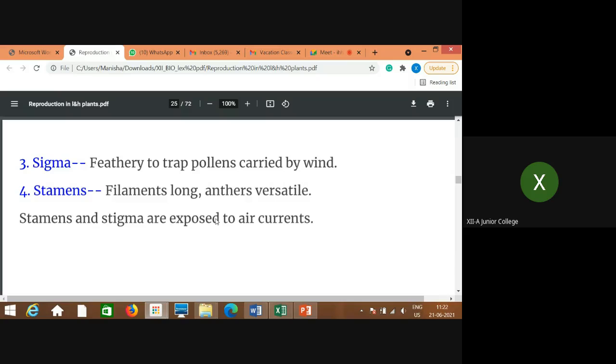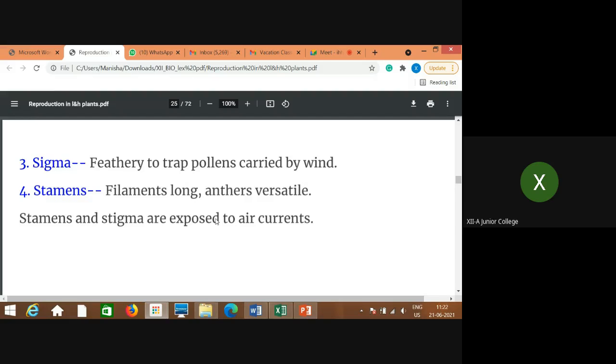The surface area of the stigma is like a feather, right? It's wide. Why? To trap the pollen grains carried by wind. These wind-pollinated pollen grains are very dry and lightweight, so if the stigma is feathery, it will move as per the direction of the wind and obviously trap the pollen grains carried by wind. So that's why the stigma is feathery.